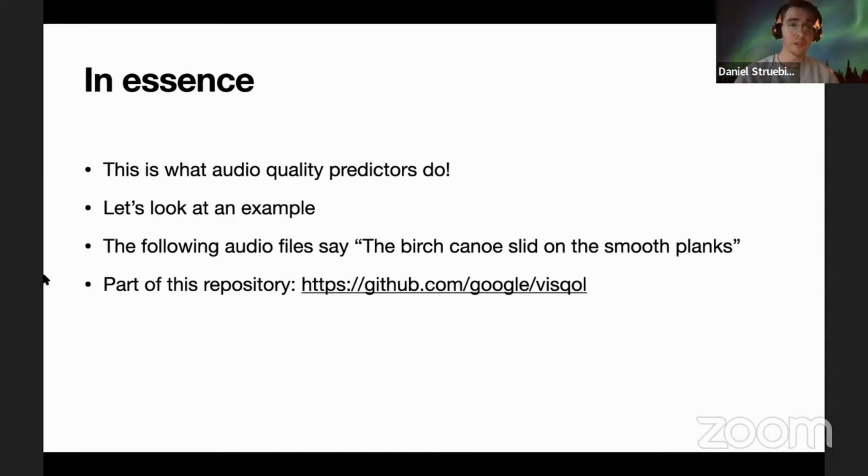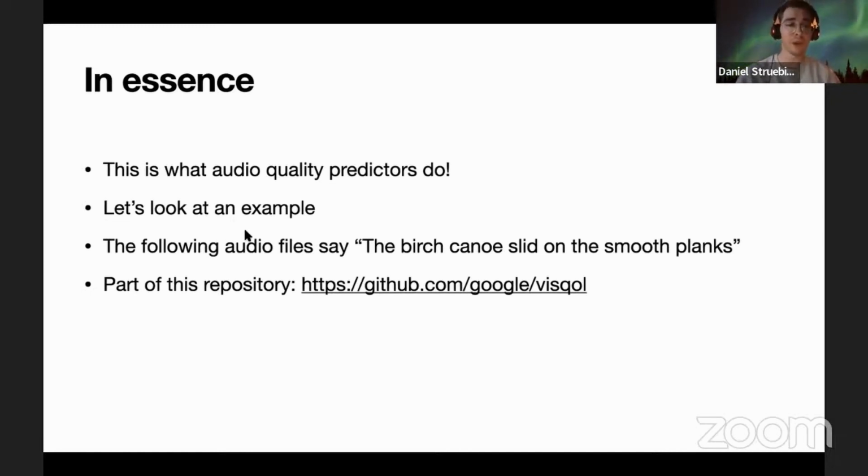So I would like to demonstrate that with an example of one of these quality predictors. One of these is called Visqol, developed by Google. And just for completion here, there's a multitude of these metrics out there, with potentially various use cases, and specialized and trained towards different degradations and different types of signals.